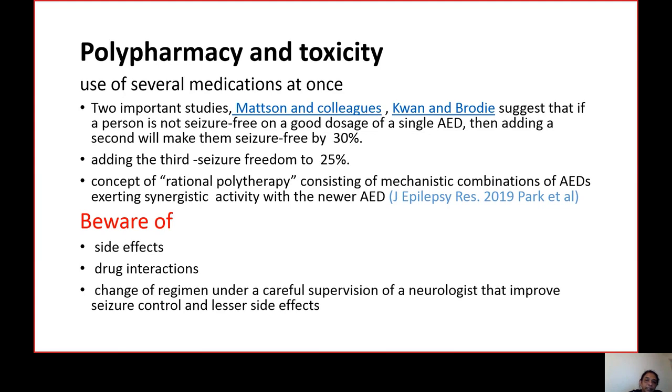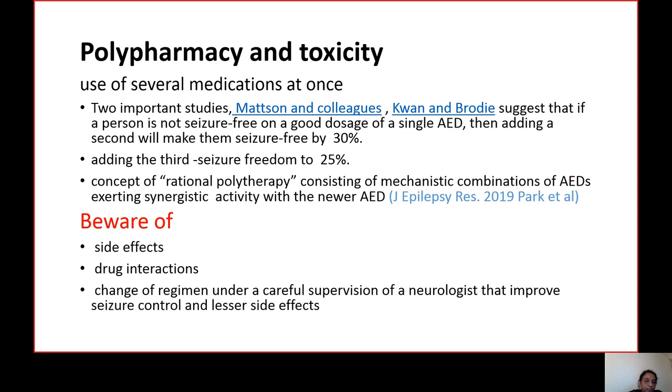But the latest study in 2019 and 20, they have published it in 20, said that adding the third would make a seizure freedom of about 25%, which is a fair amount that we can expect, because earlier it was only 2 to 3%, that's what the studies were showing. So then comes the concept of rational polytherapy.